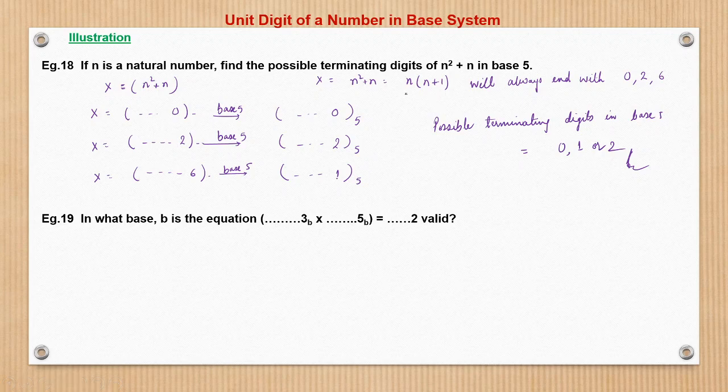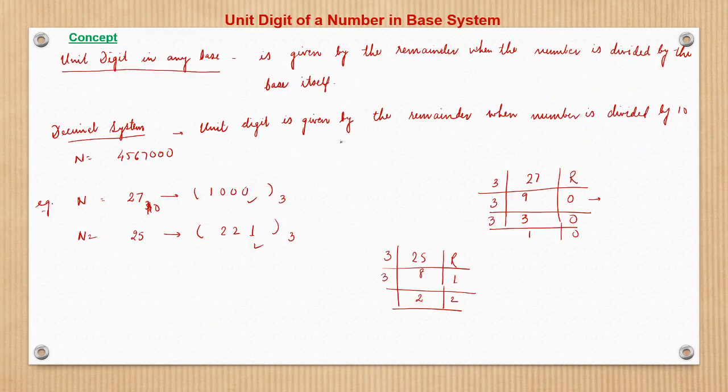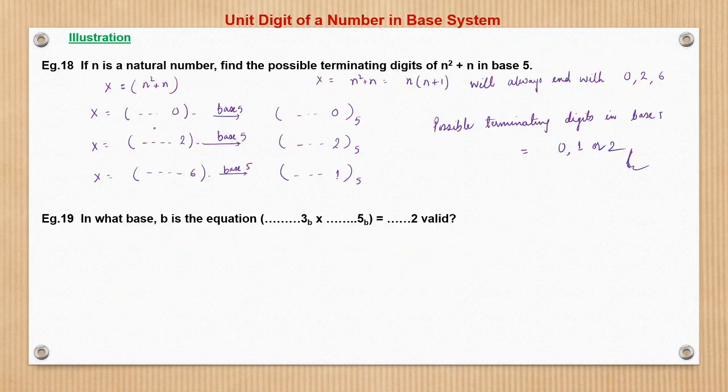The concepts which we have made use of are twofold. One, the product of two consecutive numbers always ends with 0, 2 or 6. And two, how do we know the unit digit of any number converted to another base? For that you just need to divide the number by the base. So here we divide this number x by base 5. In this case the remainder would be 0, in this case 2, and in this case 1, and the remainder itself gives the unit digit. So we have got this answer.